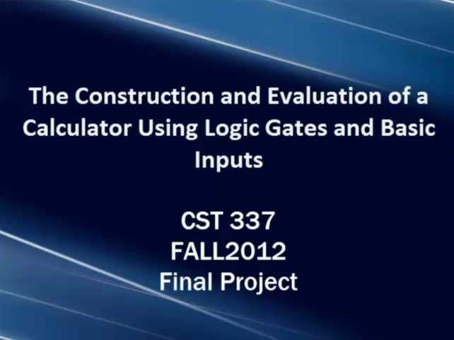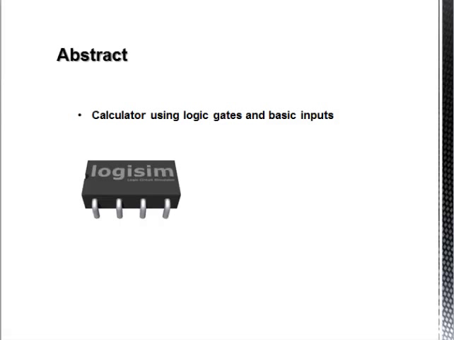In this video, we are going to be talking about the construction and evaluation of a calculator using logic gates and basic inputs. The goal of this project was to construct a calculator using logic gates and basic inputs to be able to demonstrate the calculator's functionality. In order to qualify as a full calculator, the architecture should be able to handle the four basic operations of arithmetic: addition, multiplication, subtraction, and division.